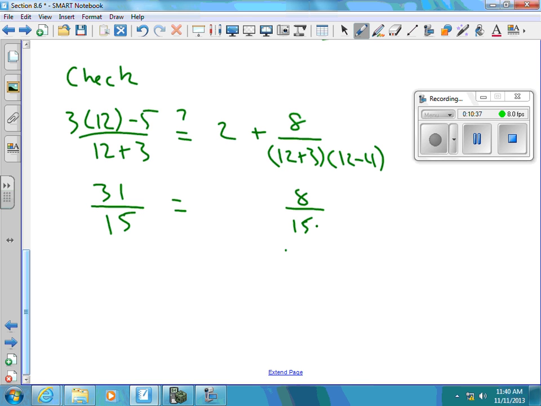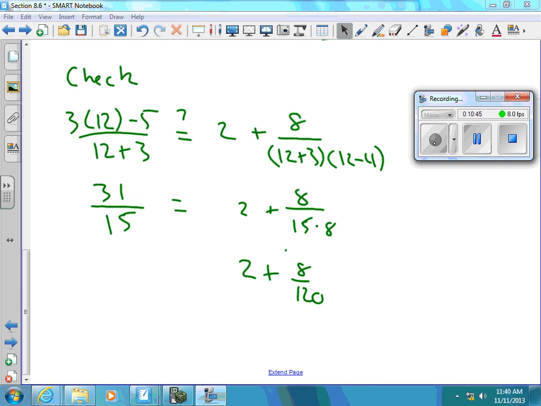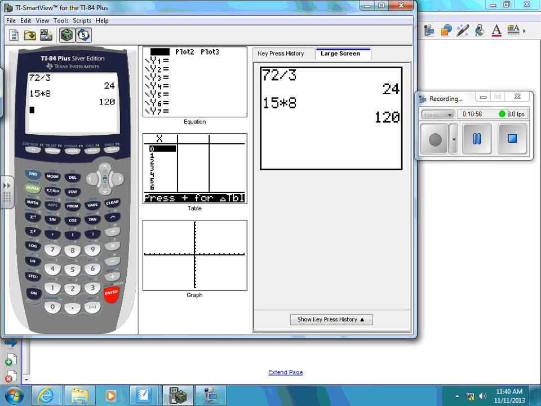times 8 plus 2. So we get 2 plus 8 over 120. Does that equal 31 over 15? So now I would probably just go to my calculator. We could get like terms, 2 plus 8 divided by 120. And then I'm going to hit math fraction.